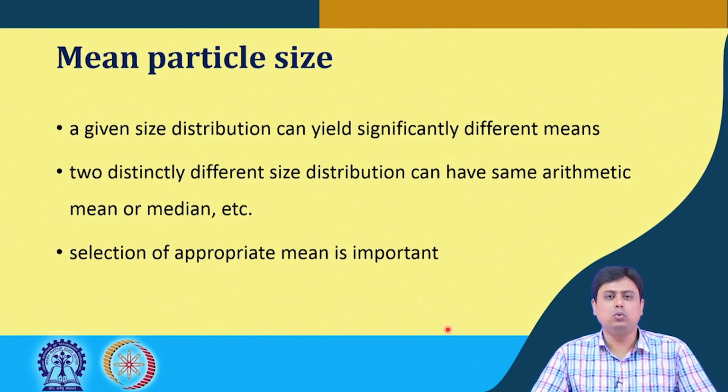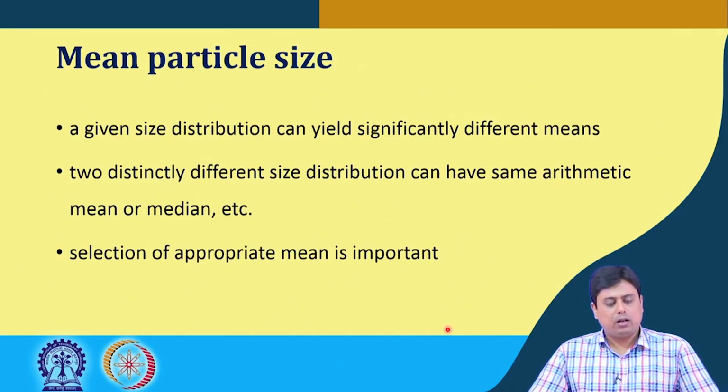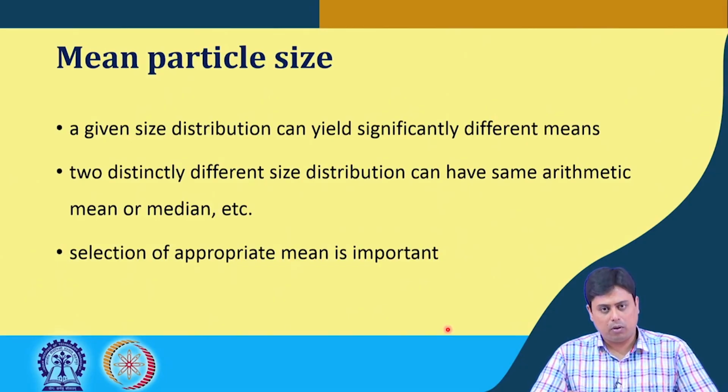So, what it leads to is that if you choose a wrong mean, your design and all other subsequent steps can be wrong, and it will create some inappropriate design. So, the selection of the appropriate mean for a particular size distribution is important, and identifying, for different size distributions, a particular mean which will represent each case is equally important.